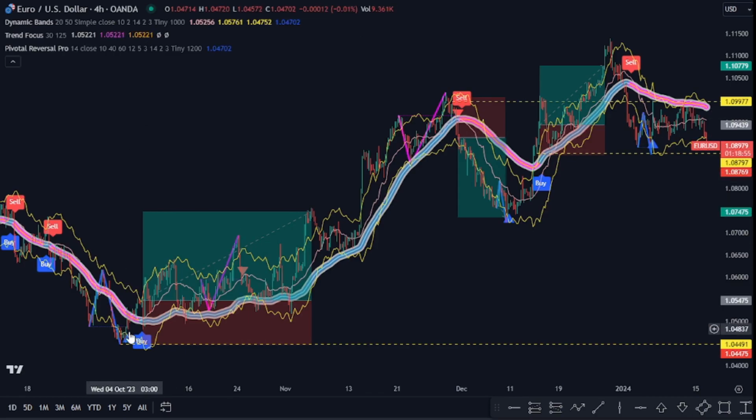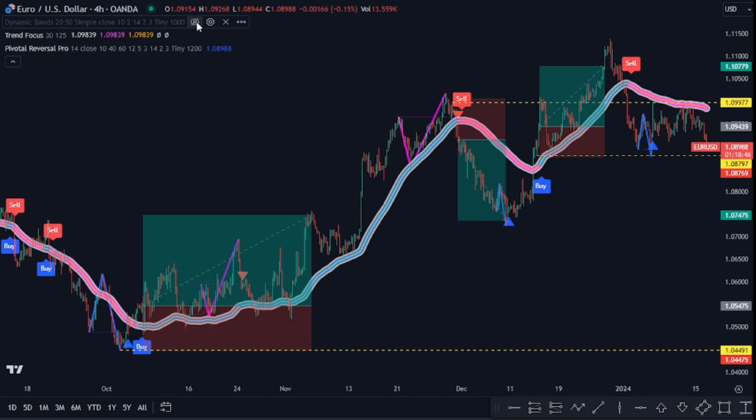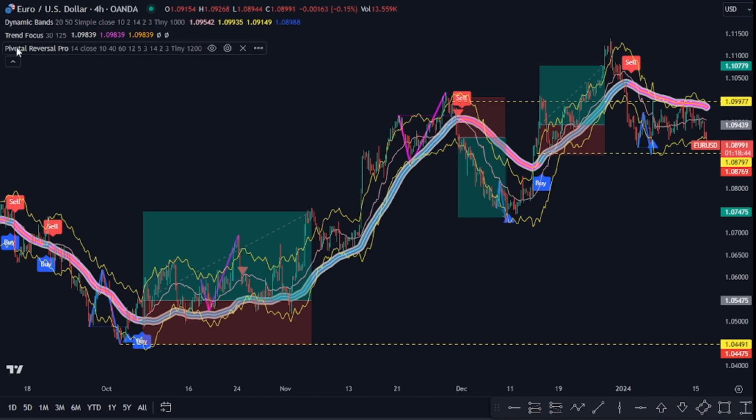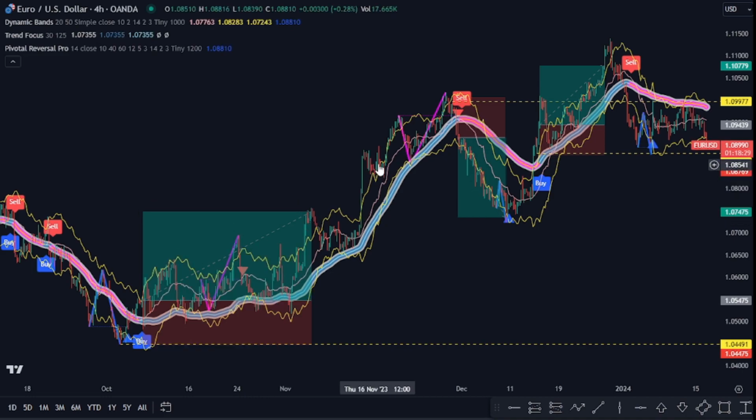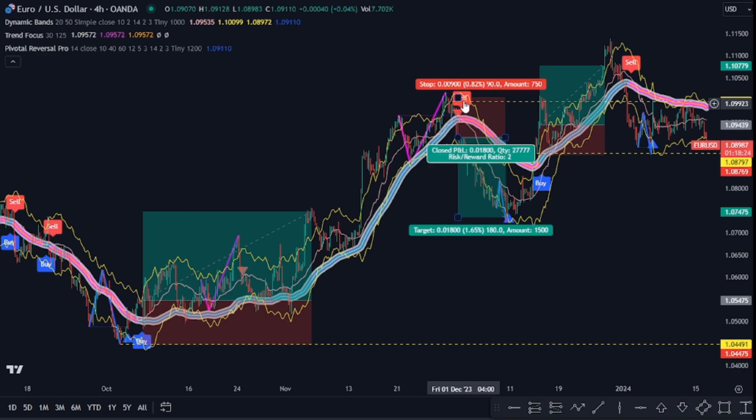Hey traders! In today's video, we're diving into the world of trading by combining three powerful indicators that have been making waves in the trading community: the Dynamic Bands, Trend Focus, and Pivotal Reversal Pro. In the dynamic landscape of trading, having a comprehensive strategy is the key to navigating the market with confidence, and each of these indicators brings a unique perspective to the table. And when strategically combined, they create a strategy for identifying high probability trade opportunities. What this means is we'll be looking at a complete trading strategy from start to finish.